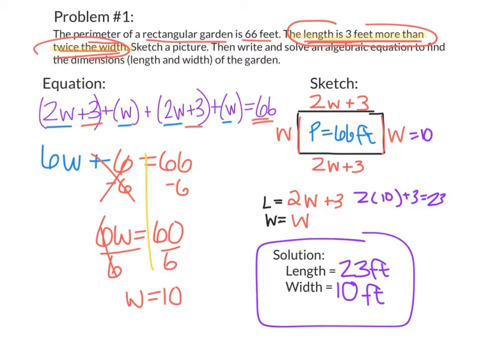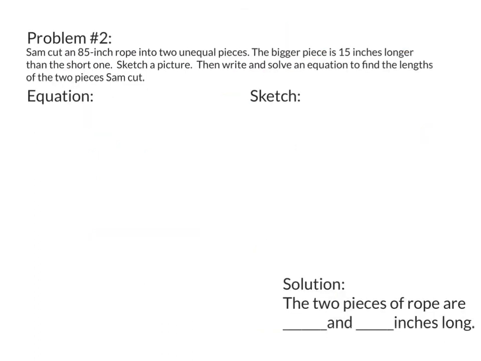All right, our second problem now involves a rope being cut. This one says, Sam cut an 85-inch rope into 2 unequal pieces. The bigger piece is 15 inches longer than the short one. We are asked to sketch a picture and then write and solve an equation to find the lengths of the 2 pieces Sam cut. All right, let's start with our sketch here.